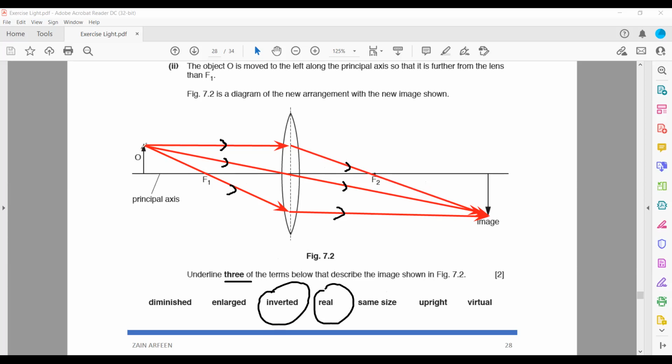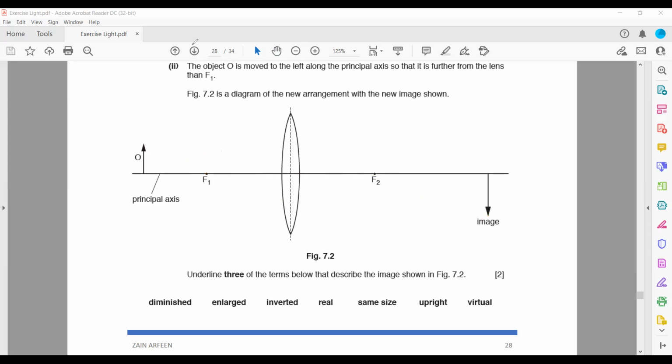Then about the size, what do you have to do? You have to place a ruler, the scale, and measure the distance. Either measure the distance between the lens and the object, or measure the height of the object and height of the image. When we compare, the image appears a bit larger than the object, so that's why we write enlarged. If it was smaller, then we write diminished, and if it is too big, then it will be magnified. Enlarged or magnified you can use in the same context.